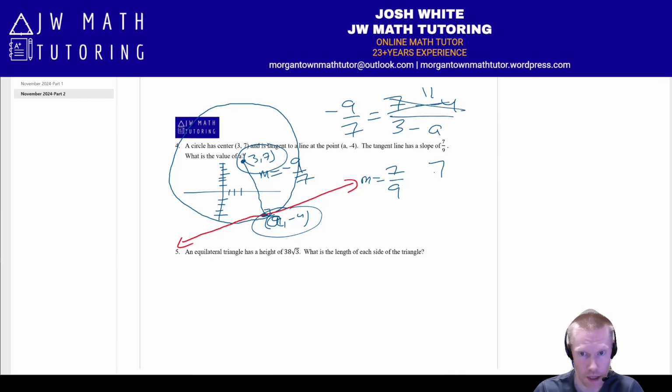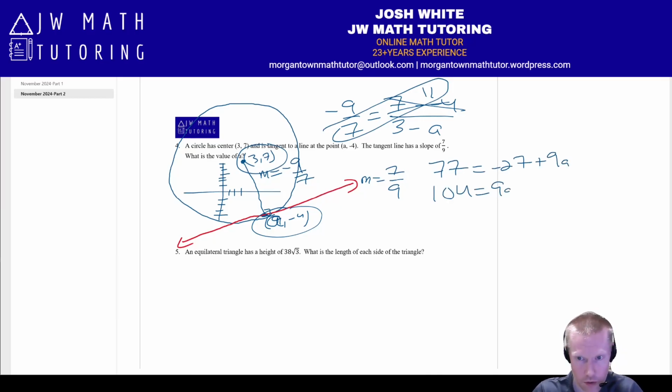So you could cross multiply and you get 77 right here. And then here we get negative 27 plus 9a. If we add this up, you should get 104 equals 9a, and then just divide by 9. So a turns out to be, in this case, 104 over 9, or you could also enter 11.55 or 11.56.